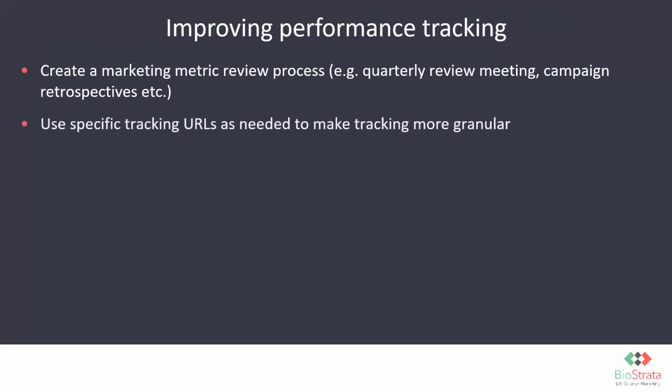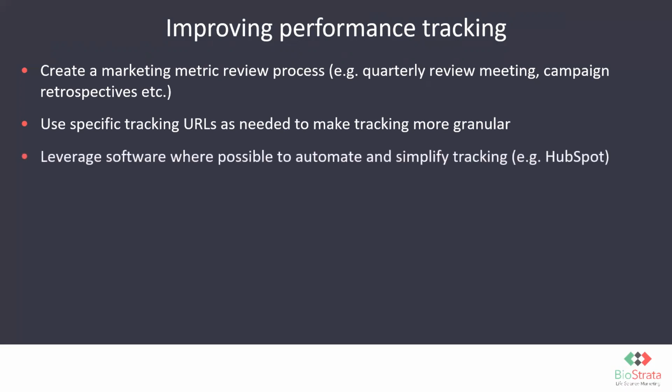Another thing is using specific tracking URLs to make that tracking more granular so that you can figure out exactly which campaigns and channels are doing the best. And then, of course, as that gets more complex, it becomes really laborious and hard work. So leverage software where you can to automate and simplify bits of this. Progress over perfection, as I said, so use averages or assumptions where you need to plug in any initial gaps.